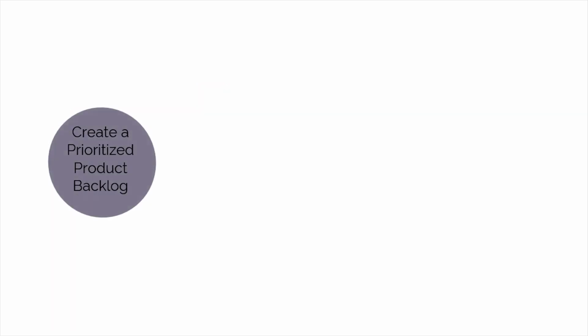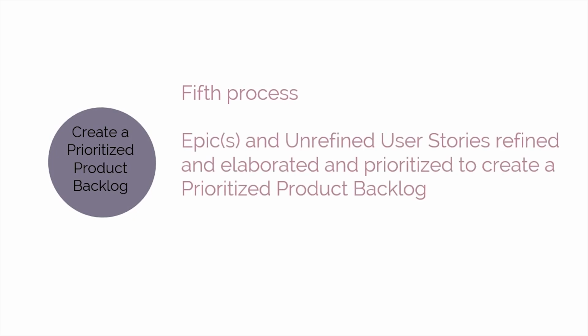Create a prioritized product backlog is the next process. In this process, epics and unrefined user stories are refined and elaborated, then prioritized to create a prioritized product backlog for the project. The done criteria is also established at this point.